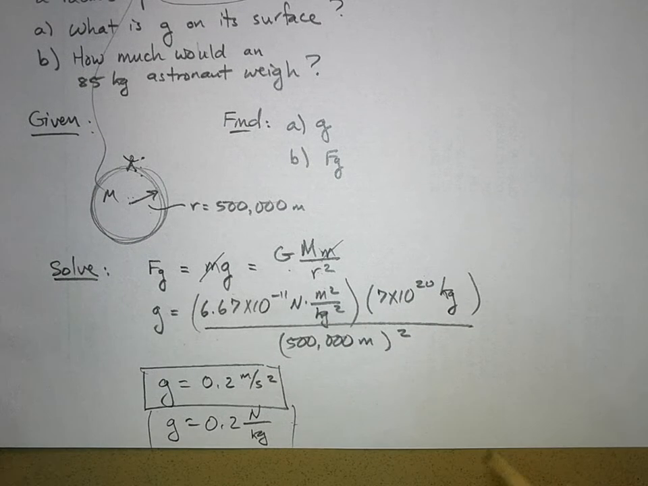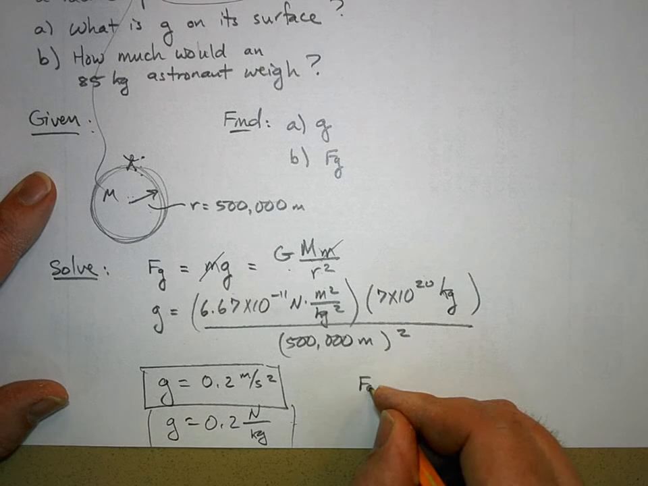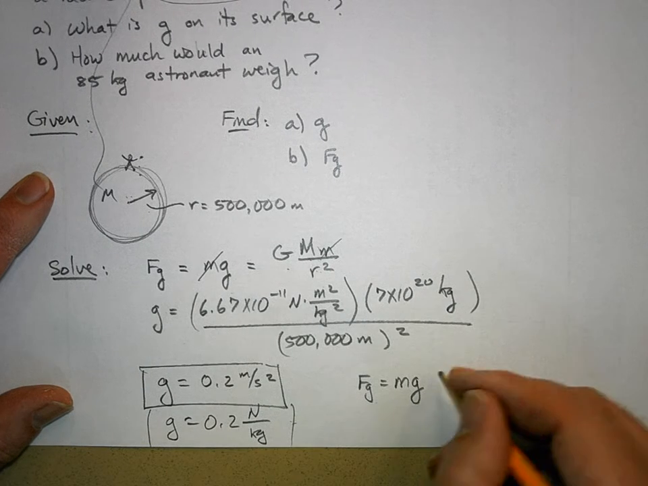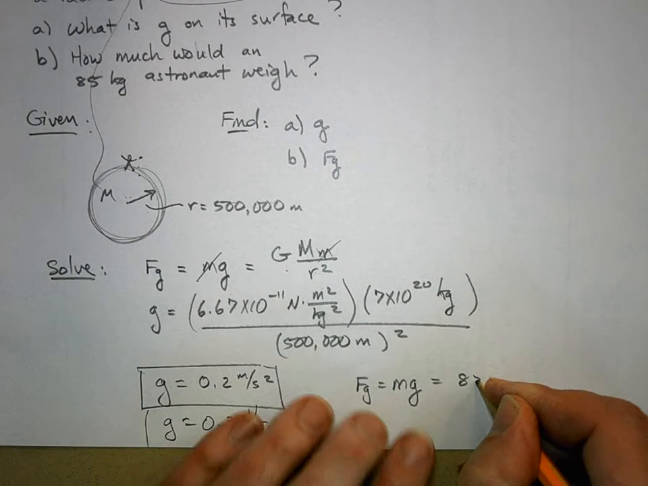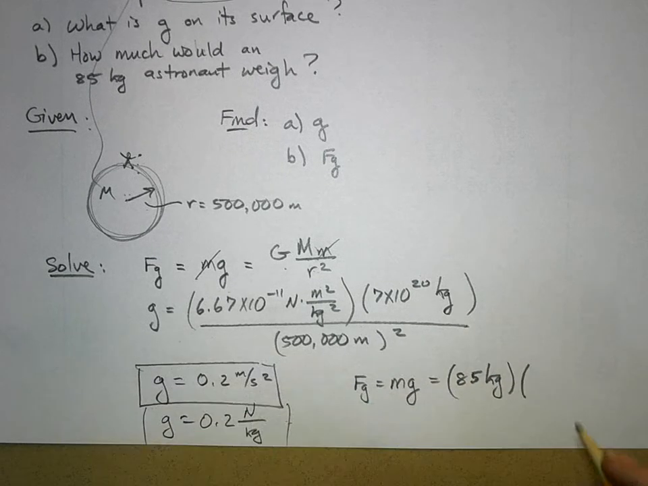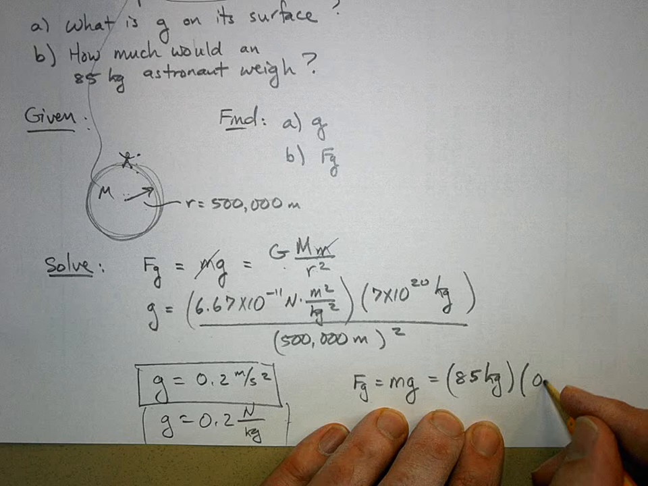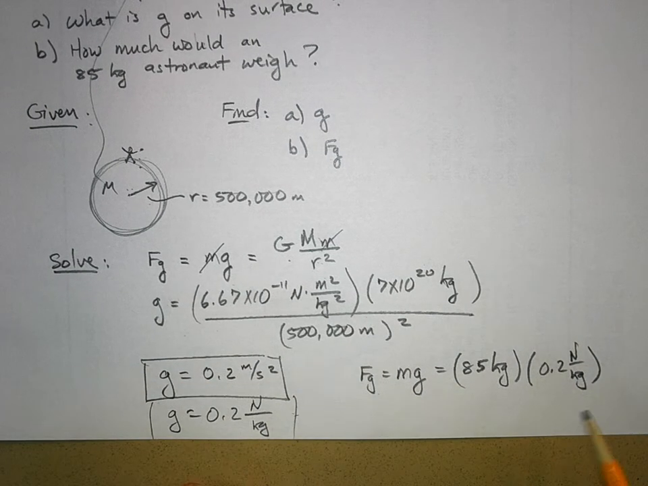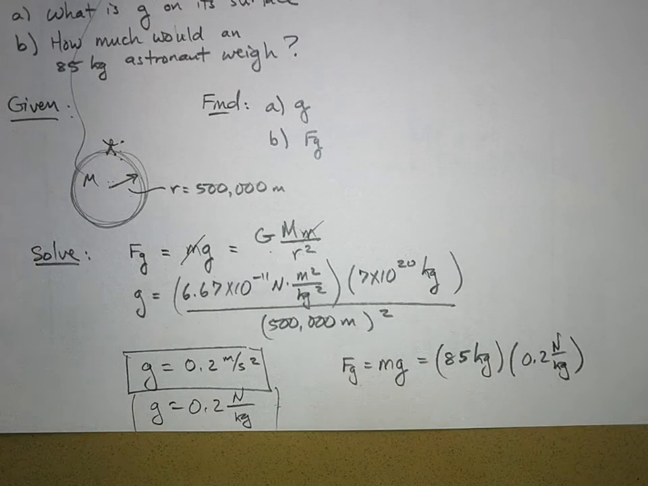Well, now to figure out how much the astronaut weighs, force of gravity is just equal to m times g. So that's going to be 85 kilograms times g, which is 0.2 newtons per kilogram. And your answer should round off. Now, maybe you kept this with more significant figures and you carried it over here and multiplied. If that's what you did, and that's why your answer's a little bit off, no problem. I'm not going to mark that wrong.